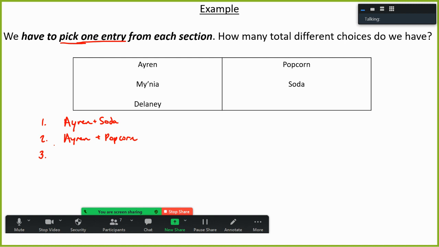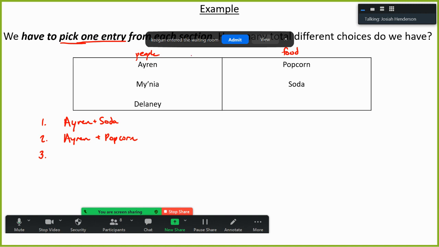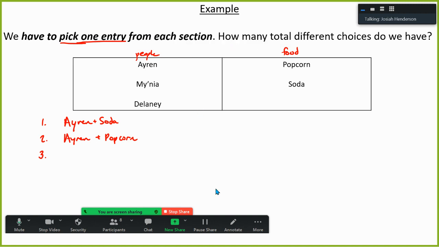I'm sorry, can you repeat that? Yes. We want to pick one entry. So one item, in this case, it's people. And then on the right, we've got food choices. So we have to come up with every different possible mix of one person with one food. How many total different mixes are there? Oh, okay. Does that help, Aaron? Yeah.